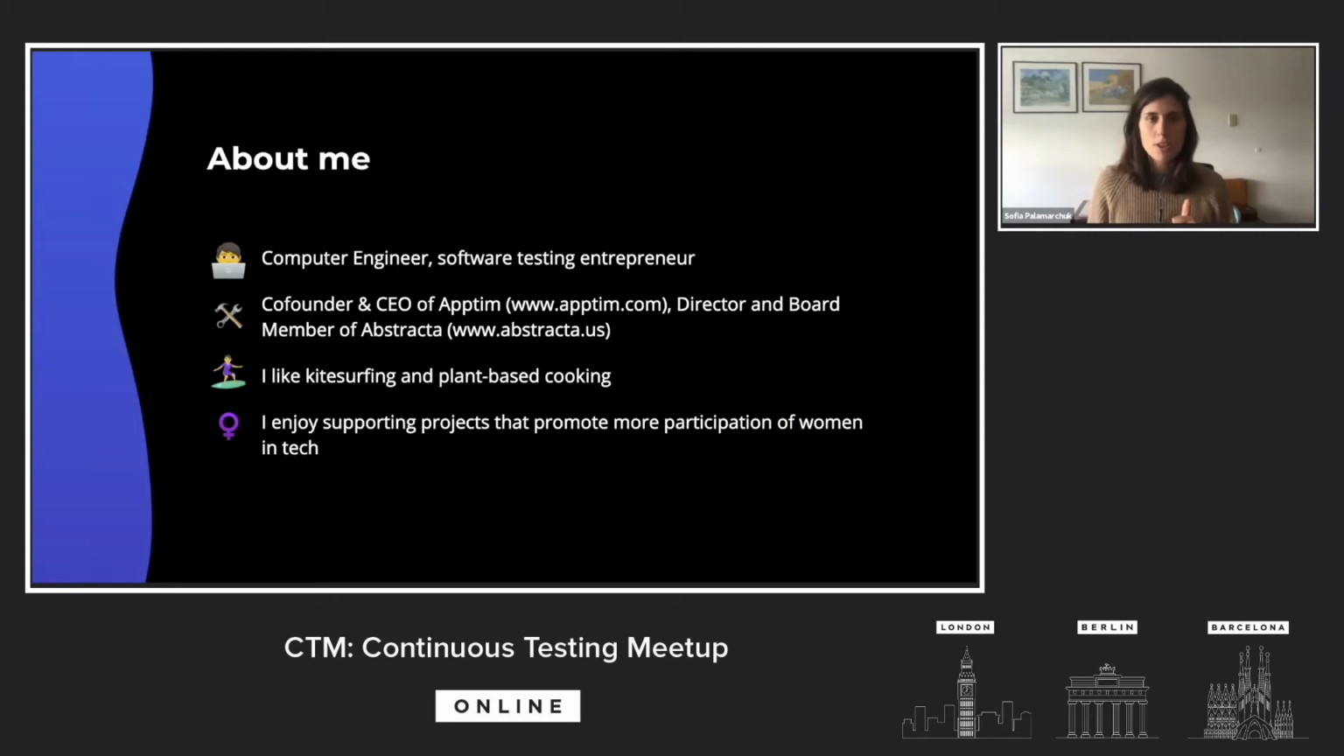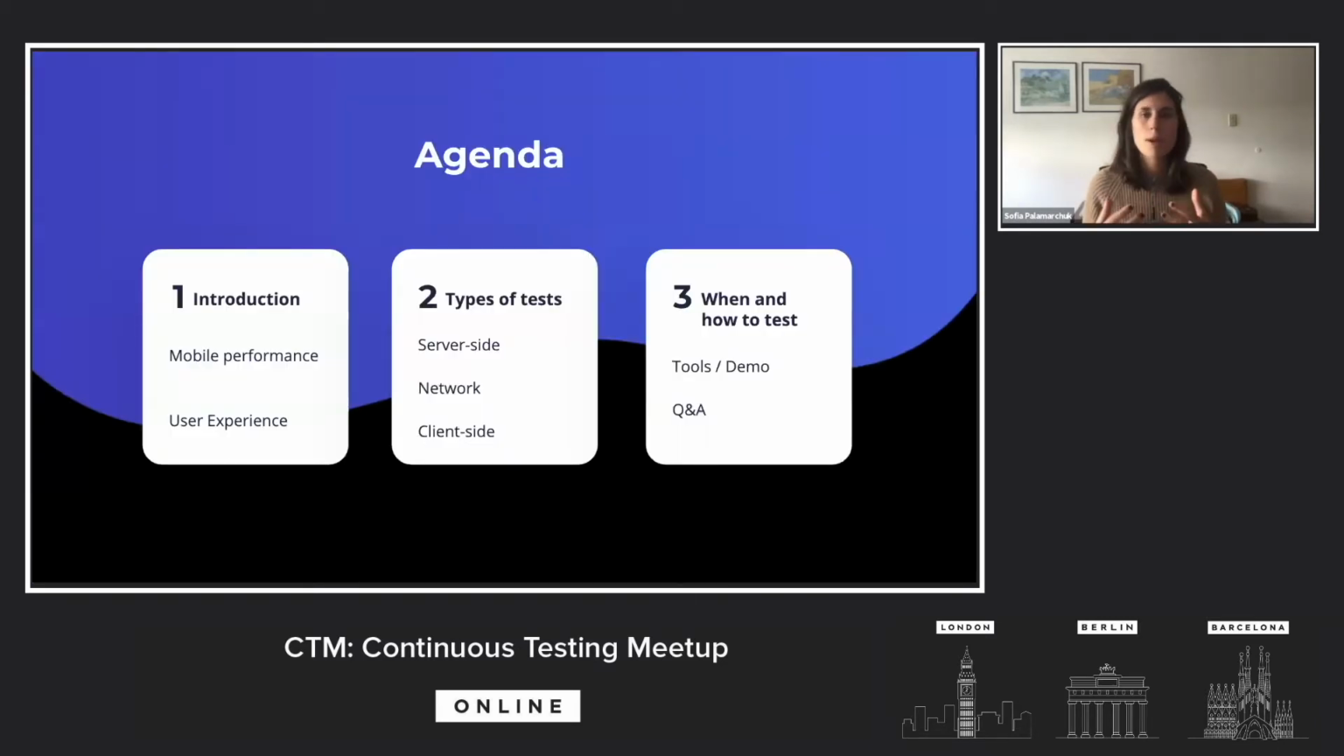Today I'm going to talk about how mobile performance impacts the user experience. I'm going to introduce different types of performance tests that we can think about and how to implement them in an agile environment.